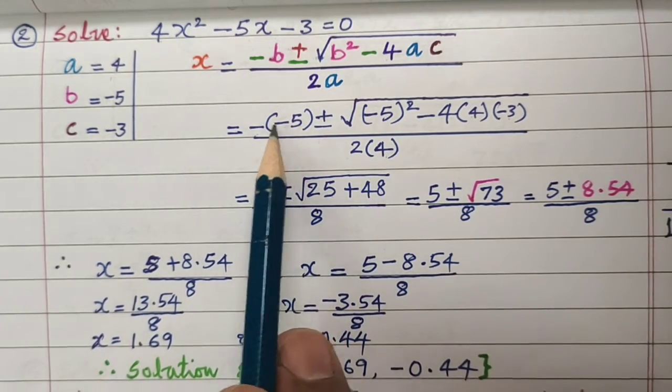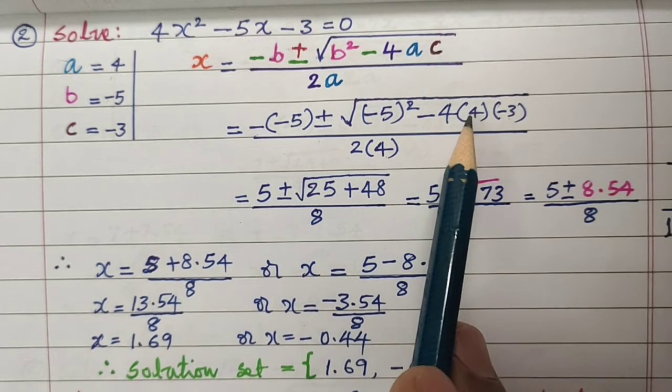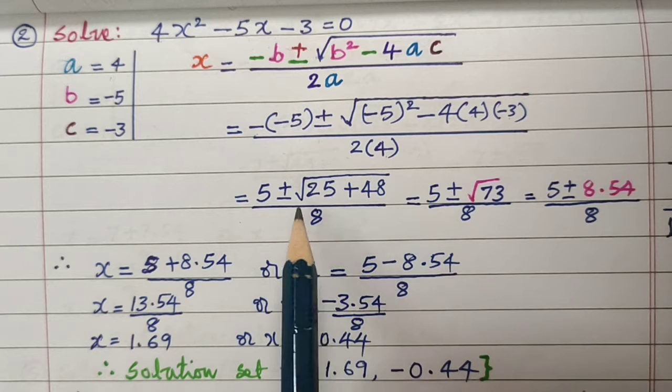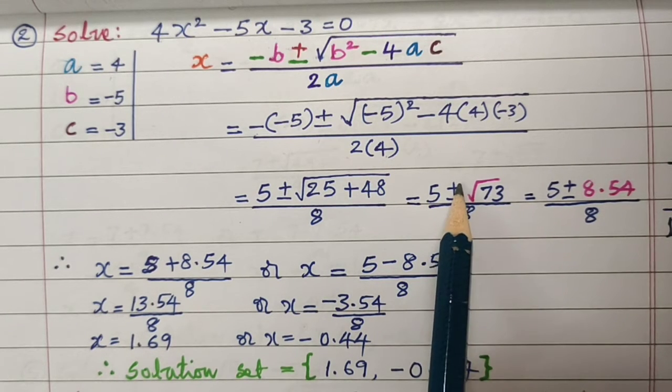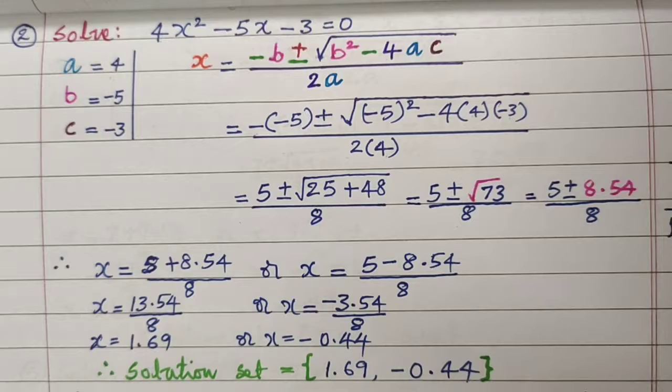When you multiply this, minus into minus is plus, 5 plus or minus square root of 25, 4 4s are 16, 16 3s are 48. Then when you add these two, you will get 73 under the root sign. 5 plus or minus square root of 73 divided by 8. We need to find out the square root of 73.